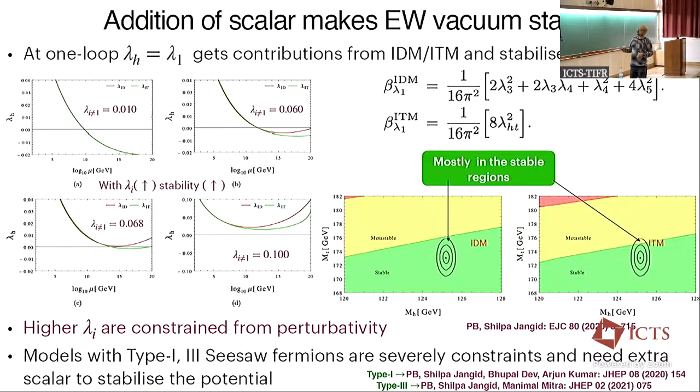And at some point when you choose a value of 0.068, you see this is almost like a tangent, and the IDM becomes stable, but the ITM is still crossing the region which is negative and again coming out. But if you put all the values as 0.1, you achieve the stability for both the cases. So it just says that you have a scalar and you just tweak the quartic coupling a little bit, and then you achieve the stability.